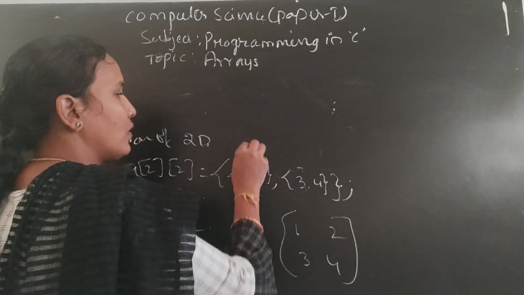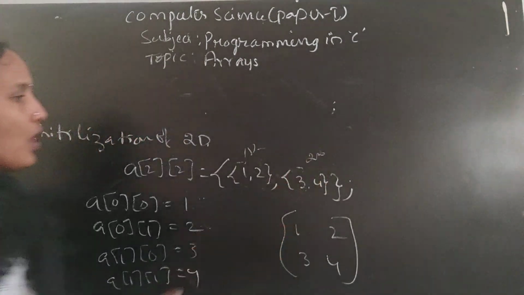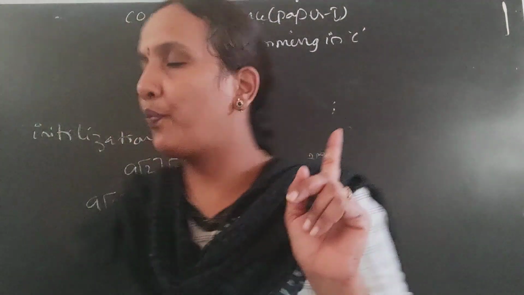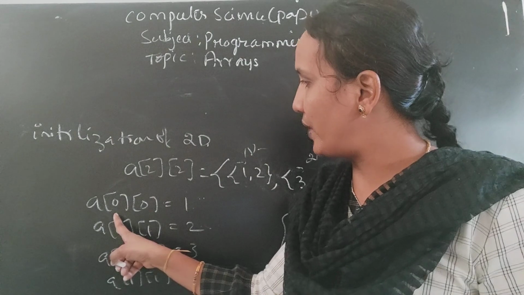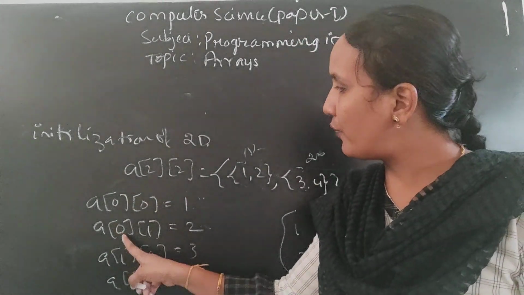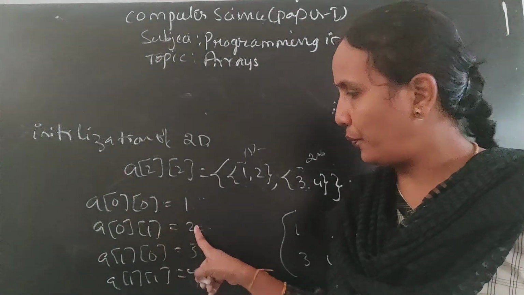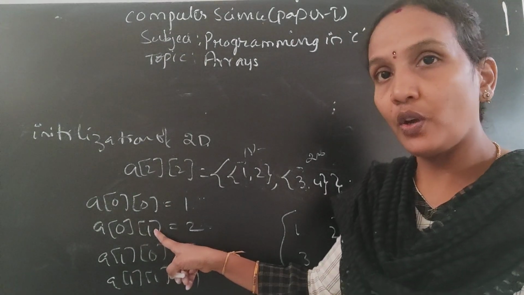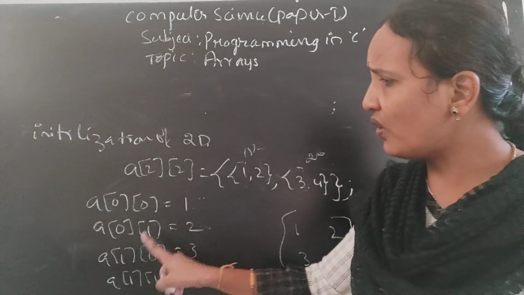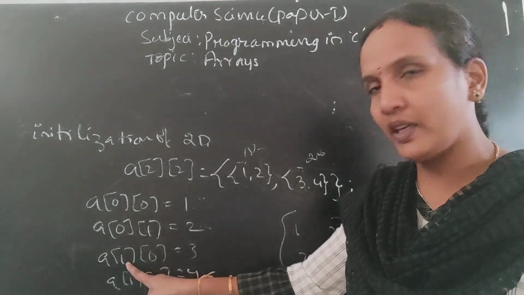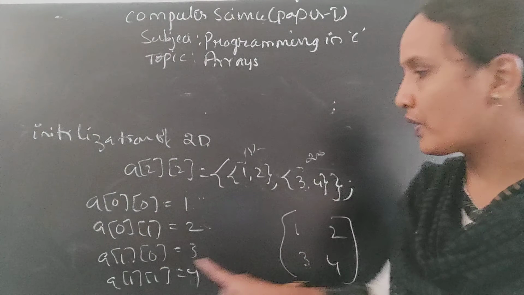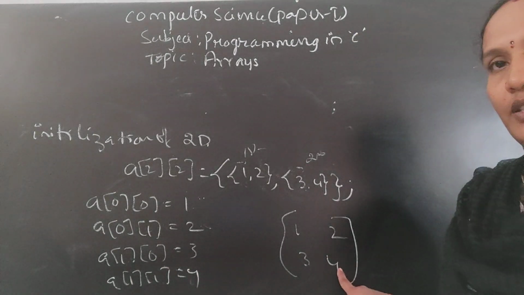This is the first row, this is the second row. First row, first element: it is starting from a of 0, so first row, first element is 1. This is for the row, this is for the column. First row, second element is 2. Only the column is increasing. The row is not increasing because the row is not completed yet. Okay, now come to the second row. Here the row is increasing. Second row, the first element. And second row, second element.